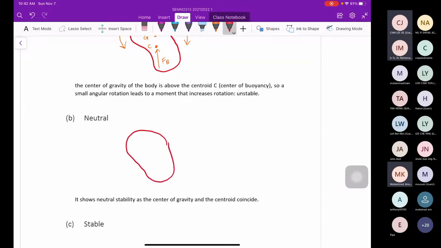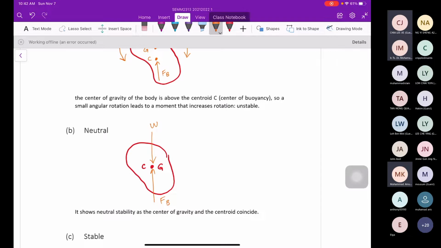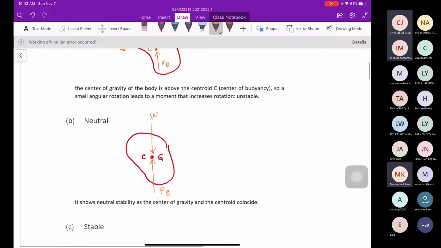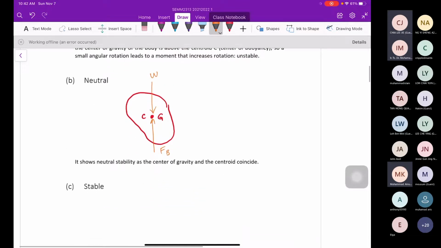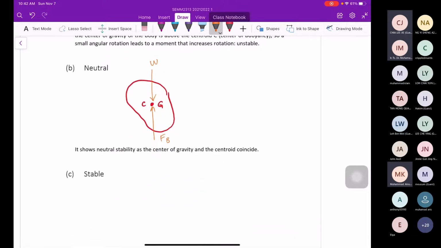However, for the neutral one, the C and G are at the same point. This is C and this is G. So the weight here is G, and this is the buoyancy force. This is stable. It will not rotate. It is fixed, because C and G are at the same point: the center of gravity and the center of buoyancy.